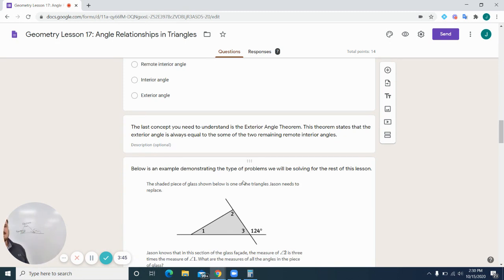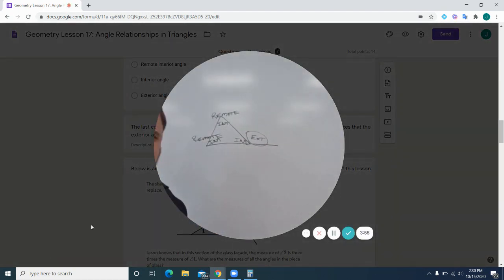Okay, and then the last concept we need to get, and that'll allow us to then start doing different math problems here, is the exterior angle theorem. And what this tells us, you can maybe guess by looking at it.